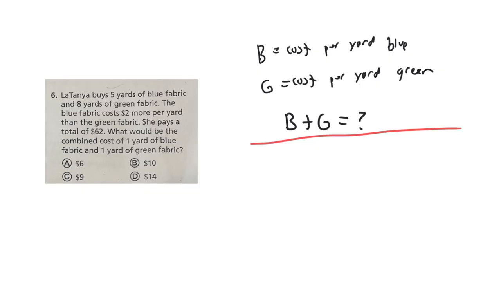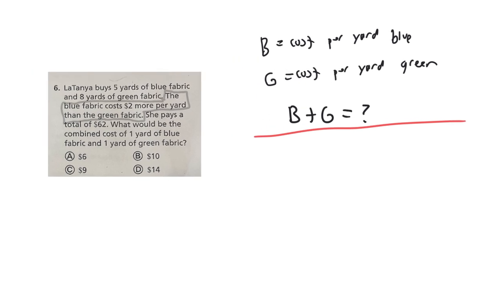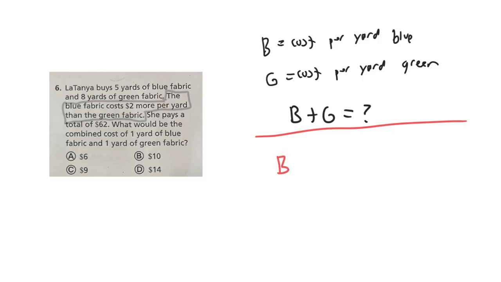For example, there's a big clue, I would say, or at least this is like a foundational piece of it, where the blue fabric, which is B, apparently costs two more per yard than the green. So, in other words, B is the same as green. It's just two more, so plus two on top of that.